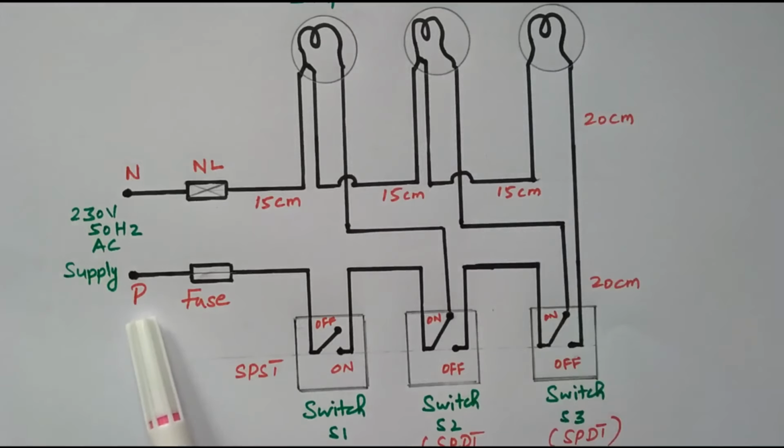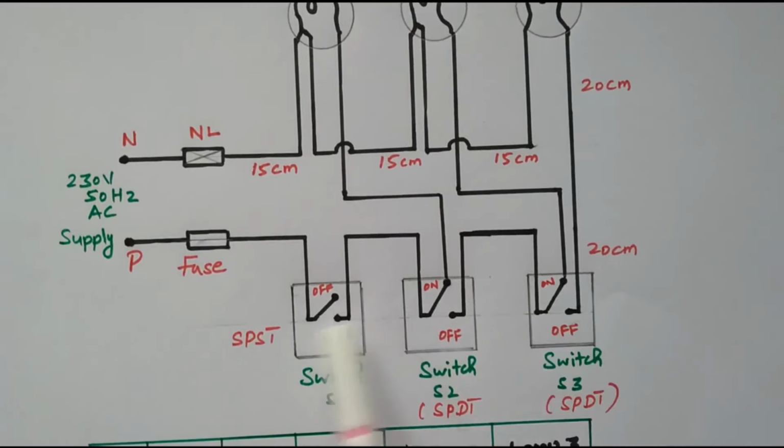This phase is always connected through the fuse and switches, because the fuse is used to protect the circuit. If any overcurrent occurs, this fuse will blow, so the circuit will be disconnected from the supply. We can avoid any damage. Then it is connected through the switches in order to control the glow of lamps 1, 2 and 3. There are 3 switches available.